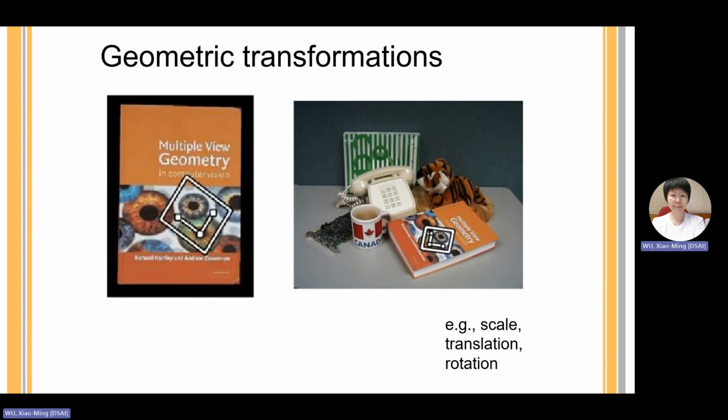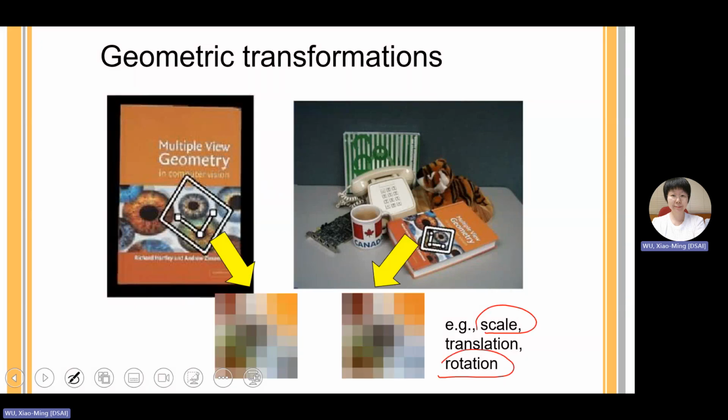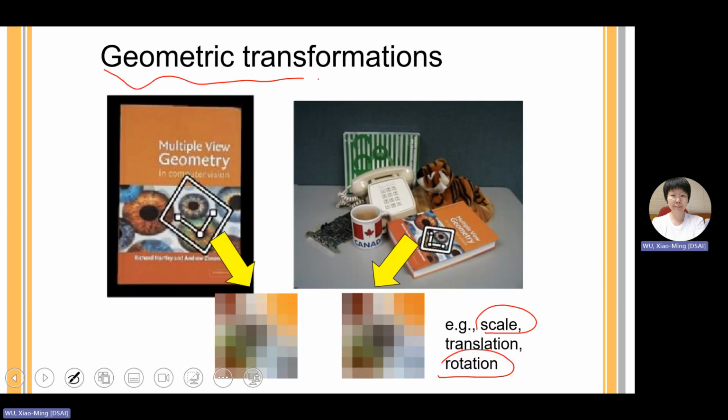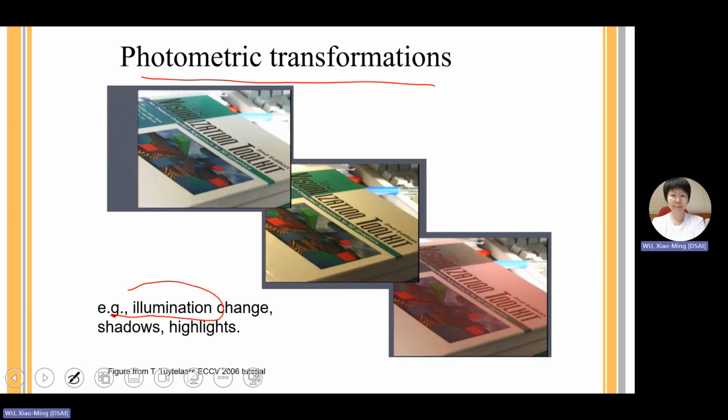Okay, so geometric transformation means scaling, orientation, rotation. Photometric transformation means changes such as illumination or shadows or highlights. So we're going to see later that the SIFT detector is robust to geometric transformations, including scaling and rotation. And it's also robust to illumination.